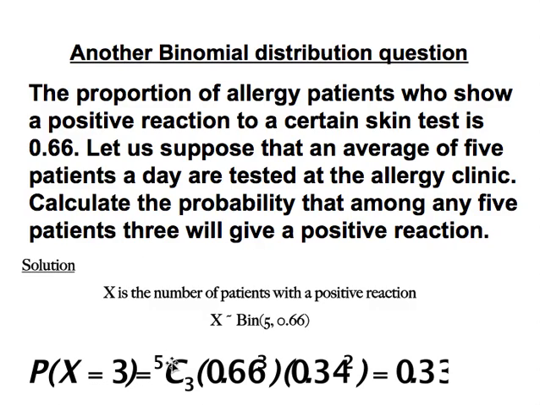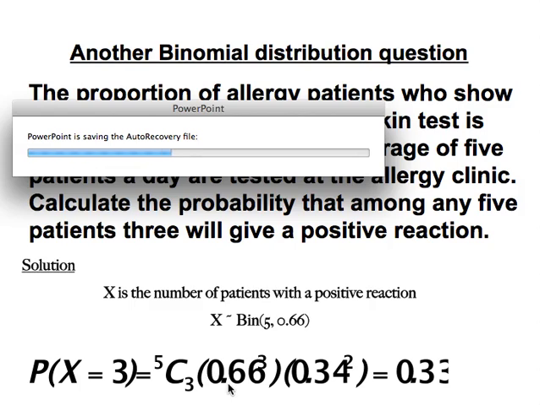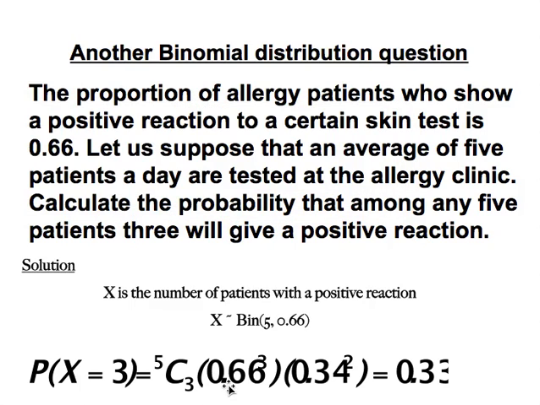This is equal to 5 combination 3. Punch it in the calculator, whatever that works out to be. You're going to multiply that value by 0.66 to the third power, which is our X. Whatever that works out to be, we're going to multiply it by 0.34, which is the probability of failure, to the second power. Okay, we would have gotten 0.34 by saying 1 minus 0.66. So our answer would be 0.33.